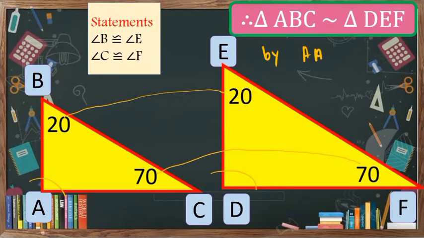As we all know, the sum of the interior angles of a triangle is 180 degrees. If we subtract the sum of these two given angles from 180, we can get the value of the third angle. And the value of that angle is congruent to the corresponding angle of the other triangle.